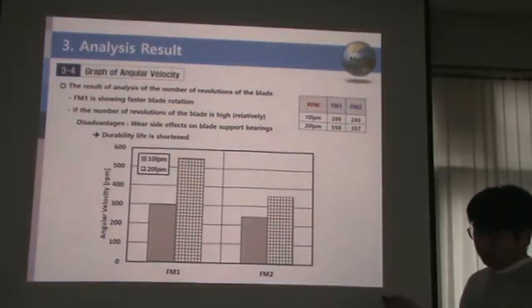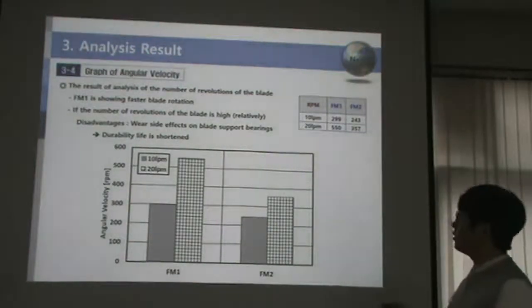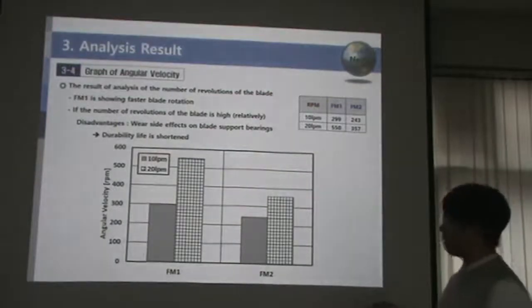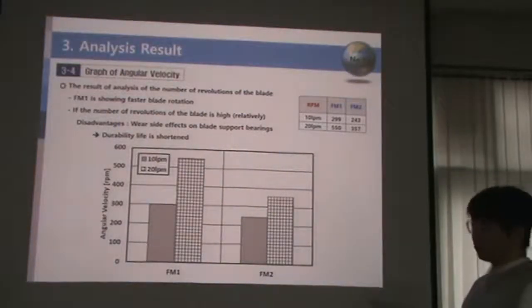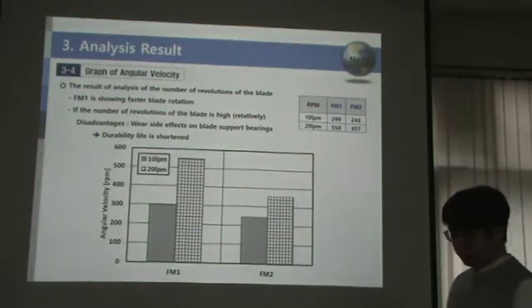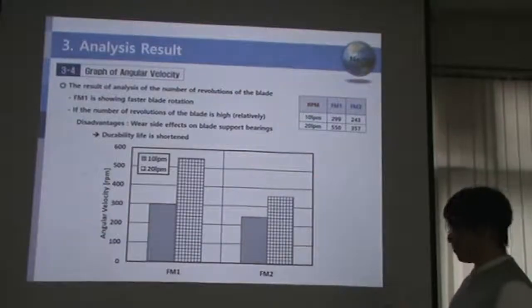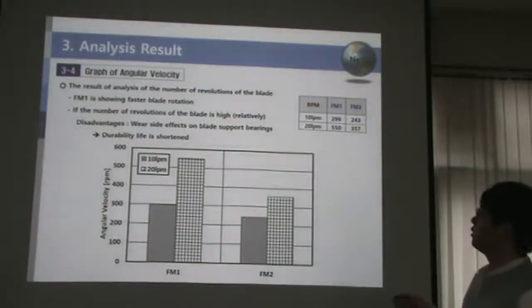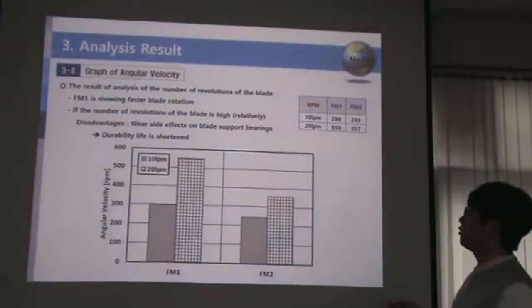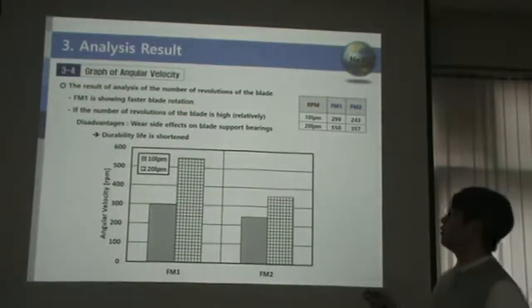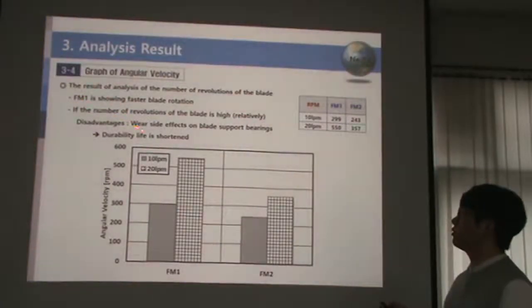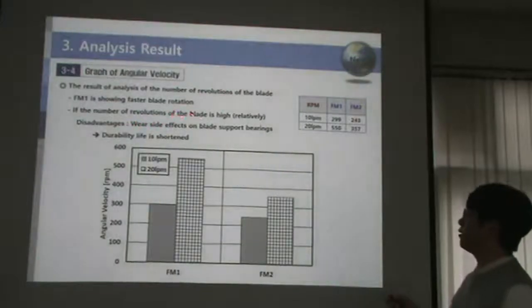The following is a graph of the rotation speed calculation for each blade. The average error of FM1 is 5.9% and FM2 is 16.8%, based on the straight line passing through the origin. This is the result of analysis of the number of revolutions of the blade. FM1 is showing faster blade rotation.